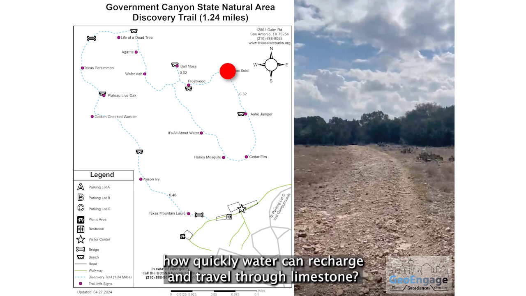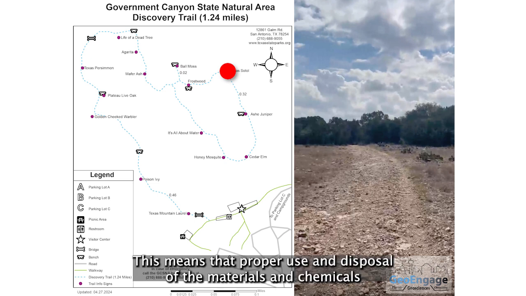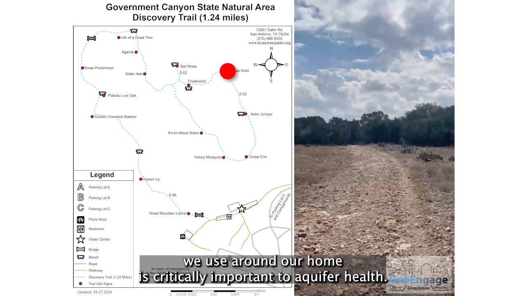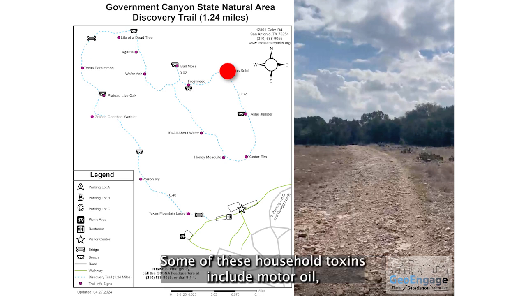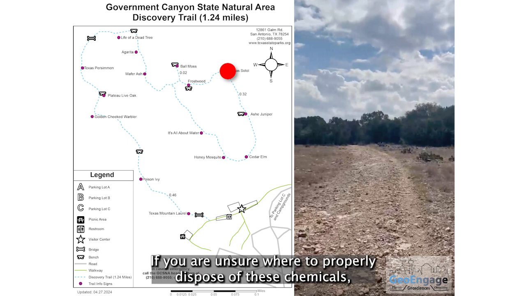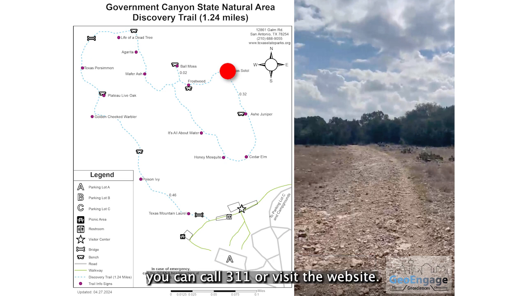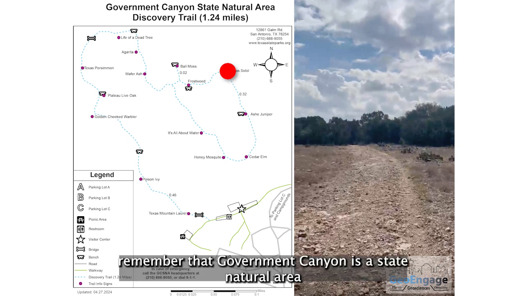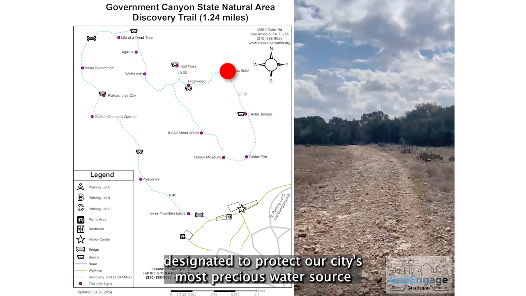Do you remember when we talked about how quickly water can recharge and travel through limestone? This means that proper use and disposal of the materials and chemicals we use around our home is critically important to aquifer health. Some of these household toxins include motor oil, paint, household cleaners, and prescriptions. If you are unsure where to properly dispose of these chemicals, you can call 311 or visit the website www.311.sanantonio.gov.